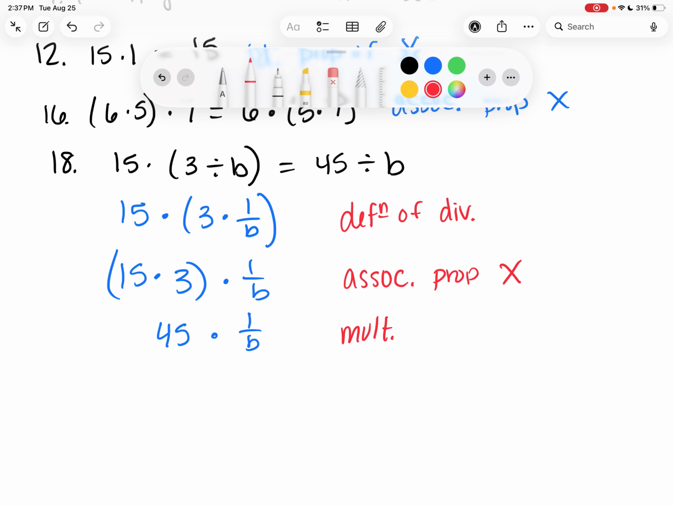And now I ultimately want it to look like this, 45 divided by b. I can change this now to be 45 divided by b by the definition of division. So 4 steps to do something that we absolutely could have done in 1.